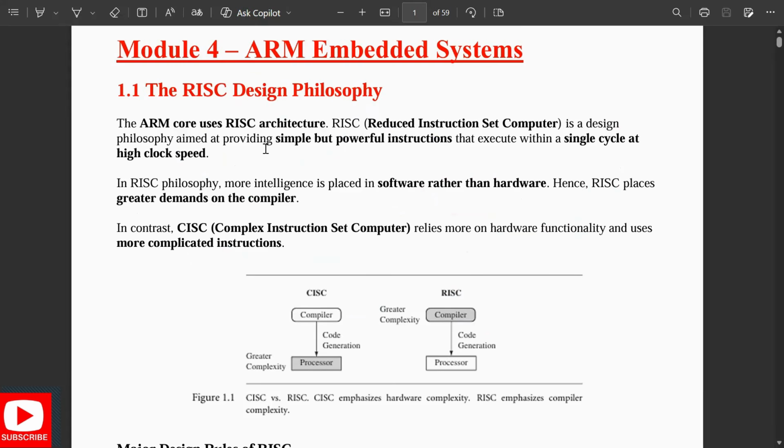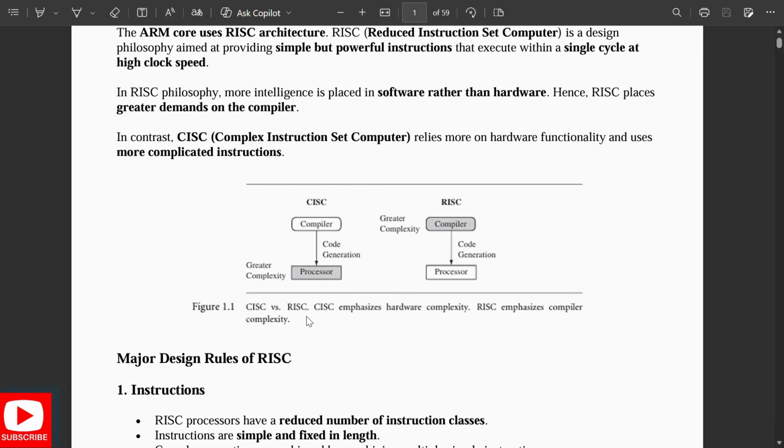Whereas what is CISC? It is complex instruction set computer. It relies more on the hardware functionality and uses more complicated instructions. So we can see here, this is RISC versus CISC. Here CISC emphasizes hardware complexity and RISC emphasizes compiler complexity.